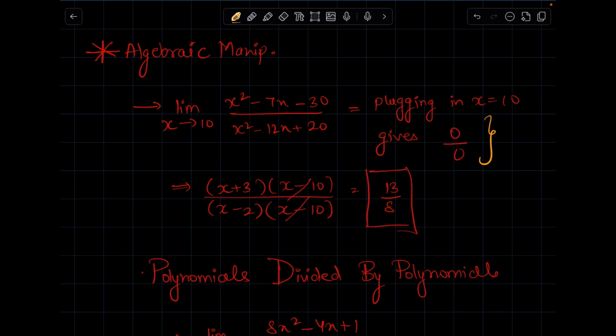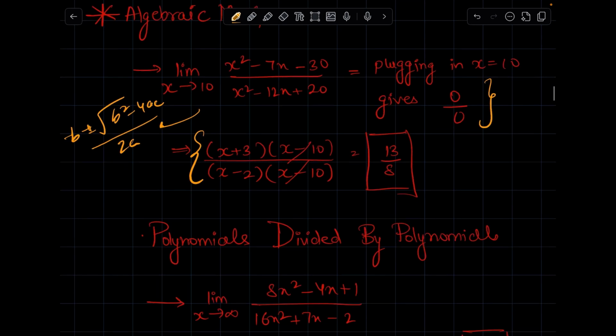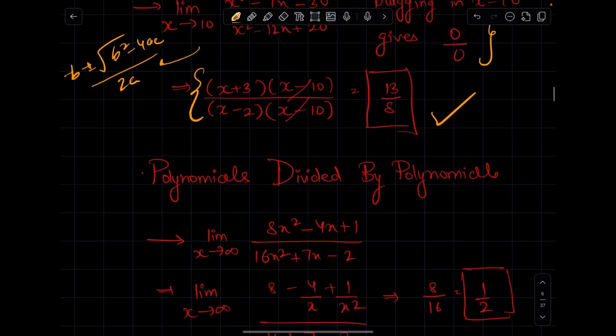Well, since these are quadratic expressions, the first thing you need to do is try to separate them into factors. You can use the quadratic formula, which is minus b plus or minus the square root of b squared minus 4ac, upon 2a, and get the factors of both quadratics, and you would find that x minus 10 is common to both the polynomials. So you can divide by x minus 10, cross them out, and then input 10 as x, and you would get the answer as 13 by 8. So that is one way.